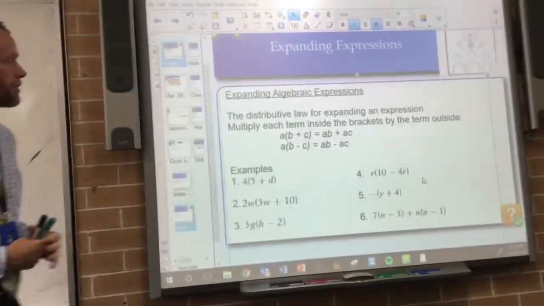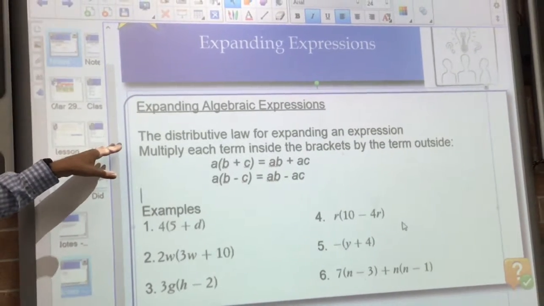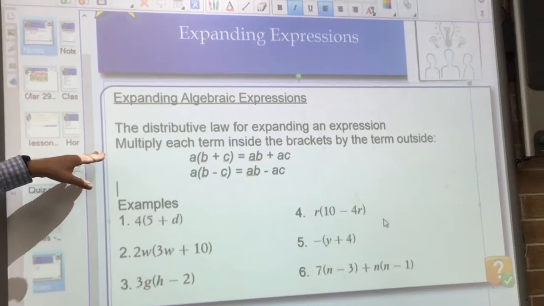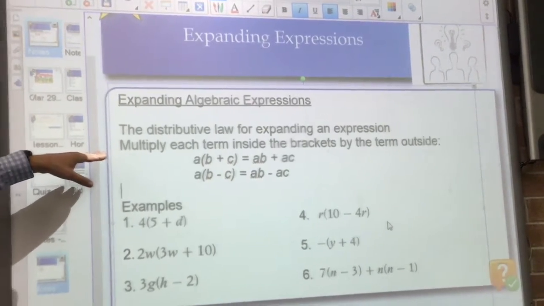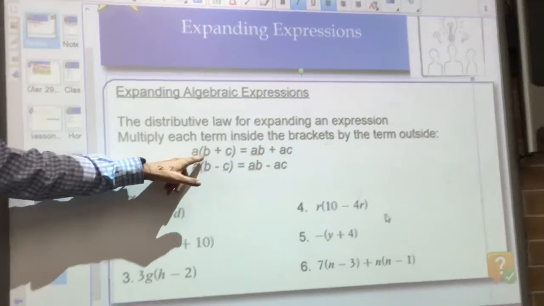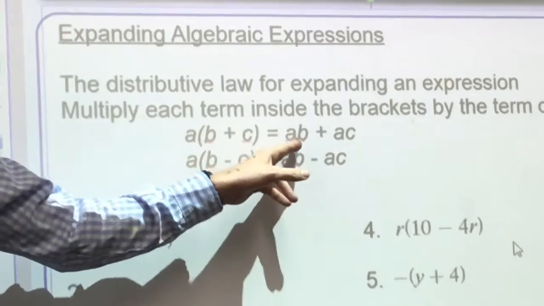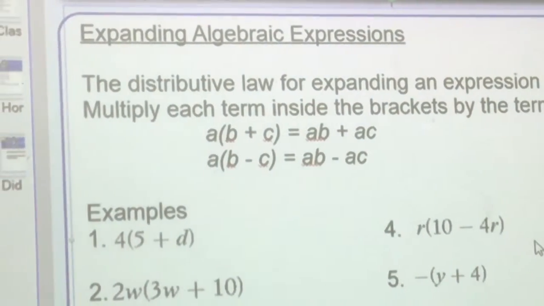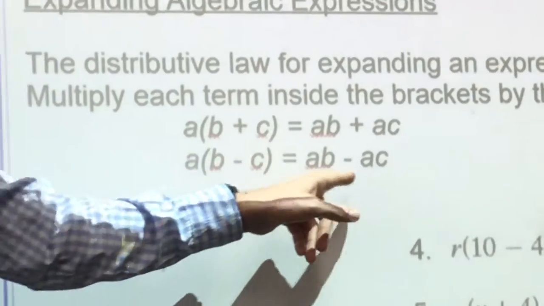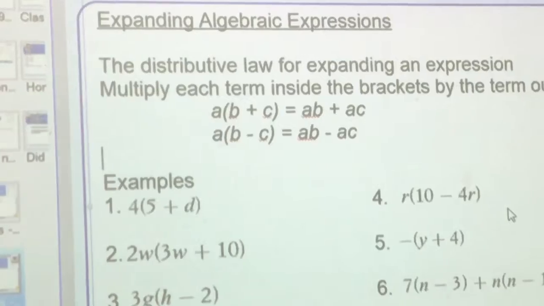Today we're going to be looking at expanding algebraic expressions. The distributive law for expanding an expression is that we multiply each term inside the brackets by the term outside. So for example, a times bracket b plus c close bracket becomes ab plus ac. If it's negative, it's ab minus ac. Remember the sign goes with the term.